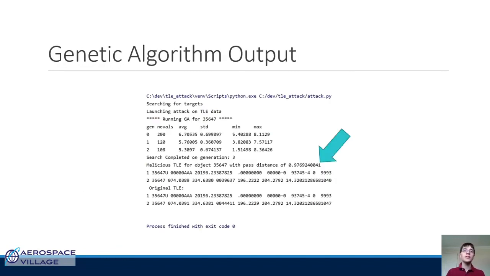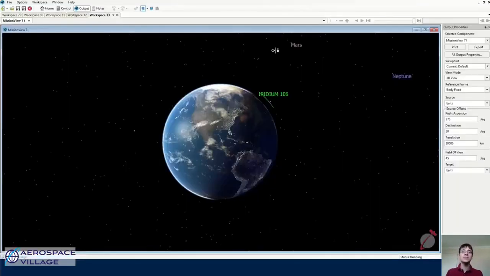Once we've run our scenario, we get an output that looks like this. In this case, we found a collision for our targeted object within three generations that passes within a kilometer of our target. If you look at the malicious two-line element set on the top and the original one on the bottom, you'll see that they're pretty similar. And if someone wasn't actively looking for data tampering attacks, it'd be pretty hard to identify that this object has been hacked to look like it's going somewhere it isn't. Let's see what the result of that is in our simulations.